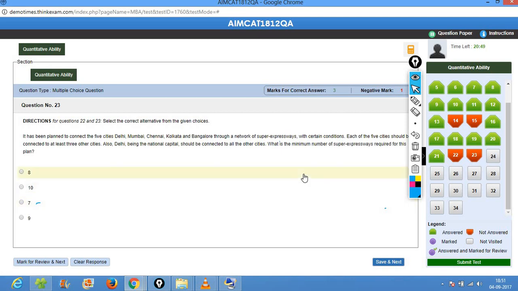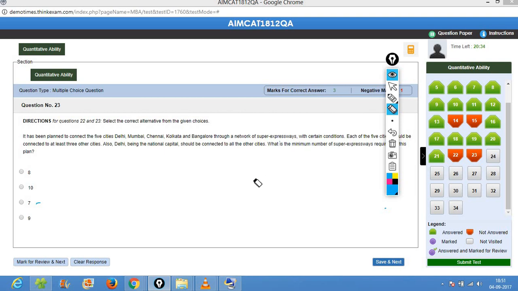23. It has been planned to connect the 5 cities, Delhi, Mumbai, Chennai, Kolkata, Bangalore, through a network of super express with certain conditions. Each of the 5 cities should be connected to at least 3 cities. So Delhi, being the national capital, is connected to all the cities. So this Delhi is the hub. Suppose it is Delhi D, and suppose this is Mumbai, this is Chennai, this is Kolkata, this is Bangalore. So every other city is connected to this Delhi like this.